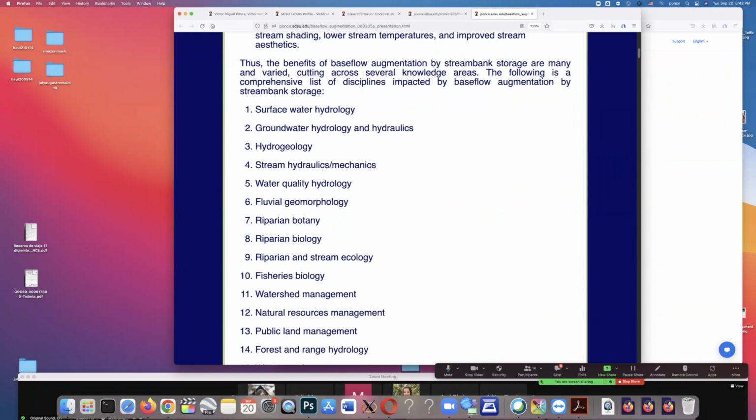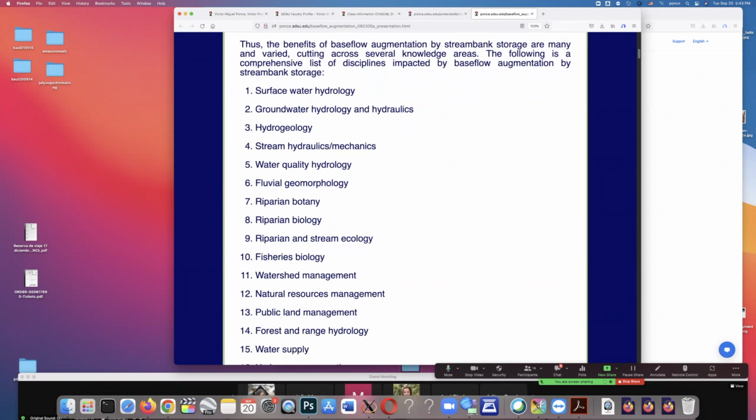So I'm going to be listing those fields for you today so that you can imagine or realize the extent to the path that we were taking at the time. Surface water hydrology, of course, basic, that's our origin. Groundwater hydrology and hydraulics. Hydrogeology, which is related to groundwater. Stream hydraulics and stream mechanics. We have talked about stream mechanics already. Very important part of this class is stream mechanics.